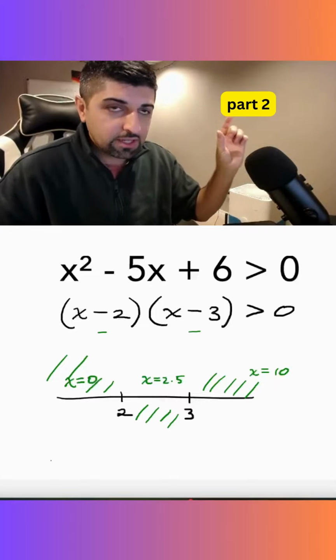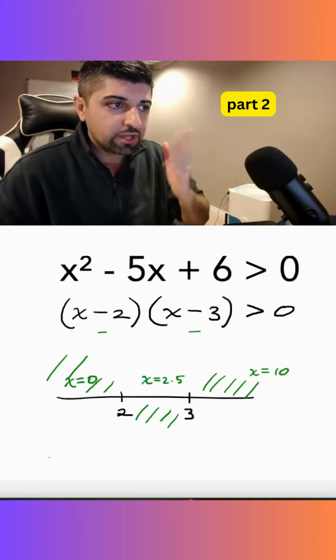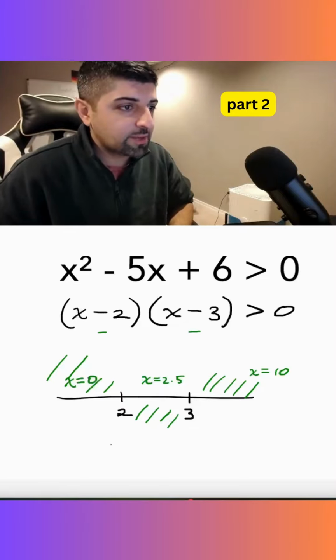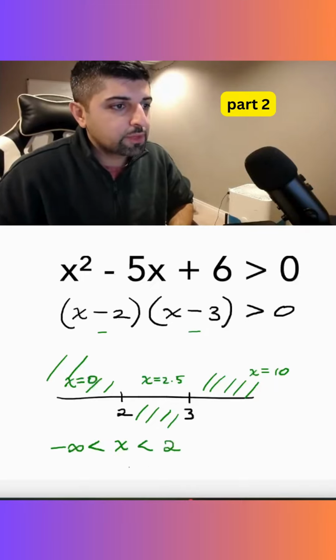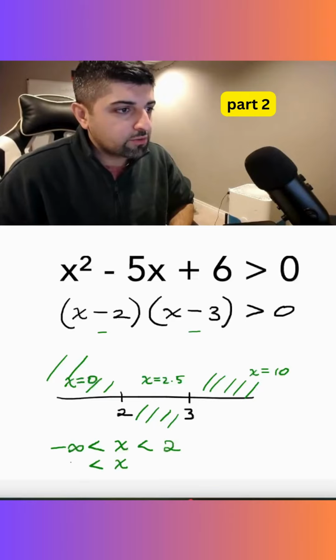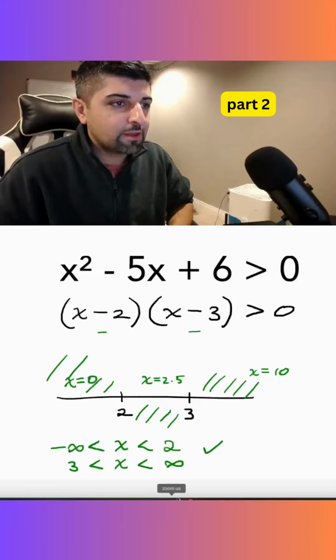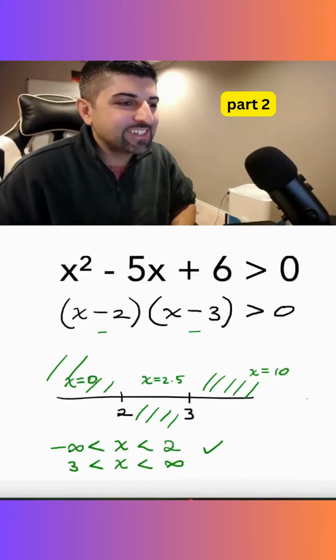I've used an algebraic technique to factor. I used some test values. I got my same answer. So the answer will be less than -infinity, less than 2, and it will be greater than 3, less than +infinity. That's much better infinity signs.